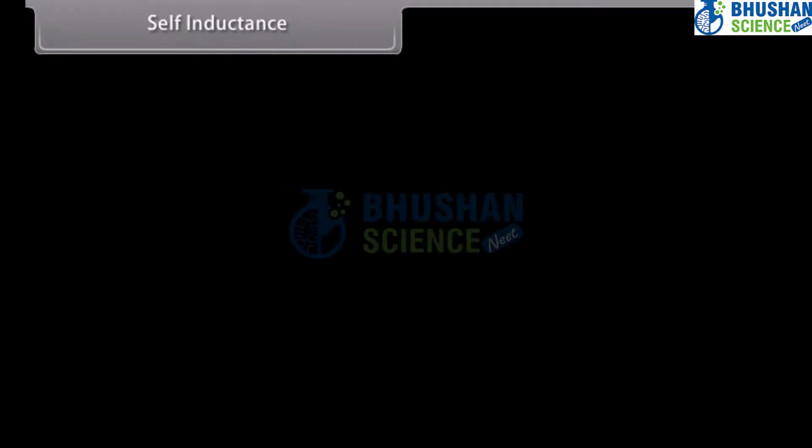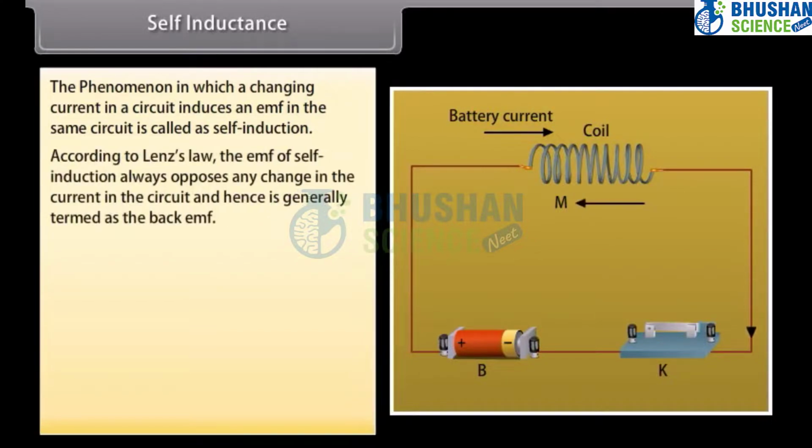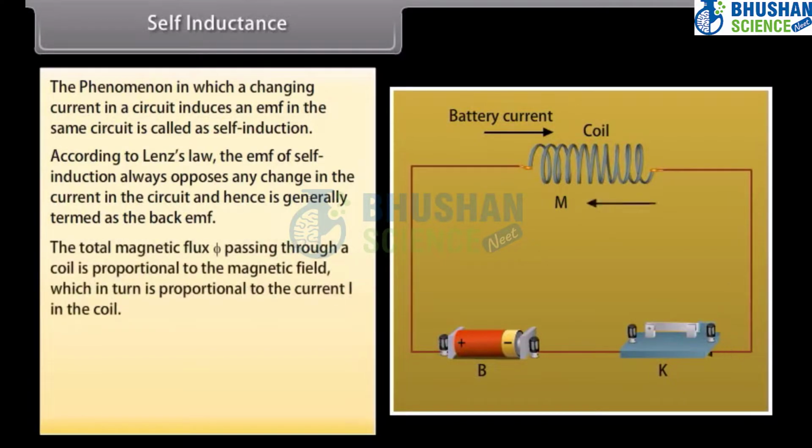Self-inductance. The phenomenon in which a changing current in a circuit induces an EMF in the same circuit is called self-induction. According to Lenz's law, the EMF of self-induction always opposes any change in the current in the circuit and hence is generally termed the back EMF. The total magnetic flux passing through a coil is proportional to the magnetic field, which in turn is proportional to the current I in the coil.